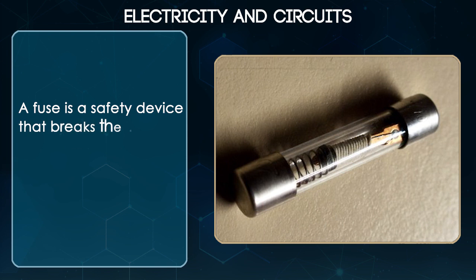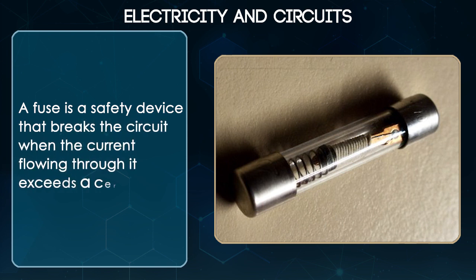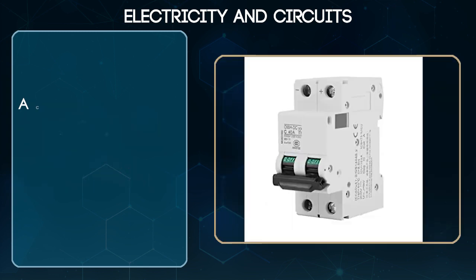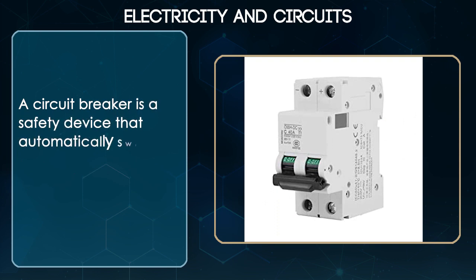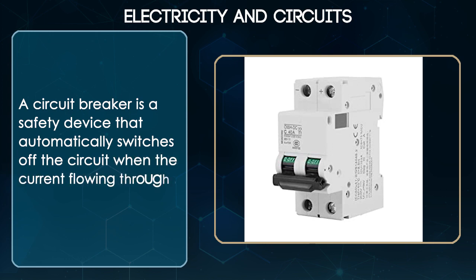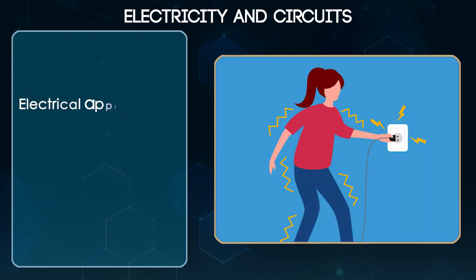A fuse is a safety device that breaks the circuit when the current flowing through it exceeds a certain limit. A circuit breaker is a safety device that automatically switches off the circuit when the current flowing through it exceeds a certain limit.